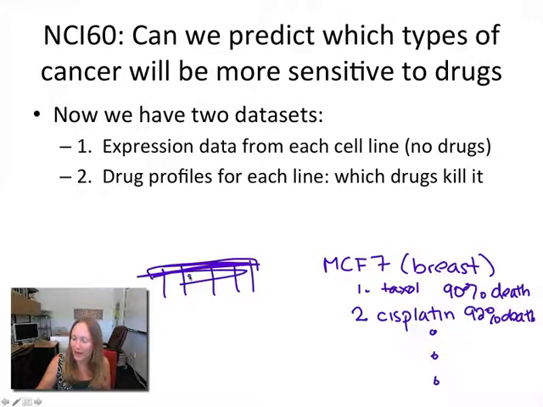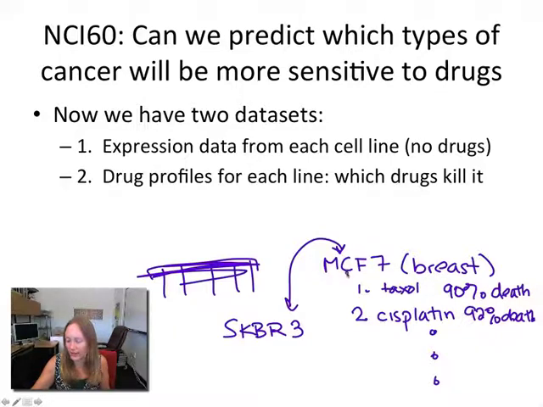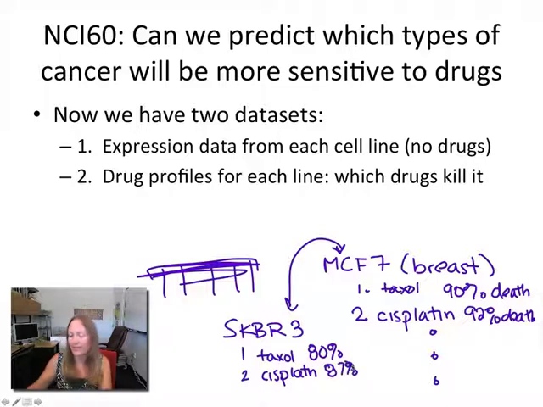So I also have another breast cancer cell line, let's say SCIBR3. I know that these 2 are related because they're from the same tissue, and I know where they cluster on that original clustering. And I know that in SCIBR3, Taxol is like 80% effective, and cisplatin is 87% effective. So now I have basically two ways to compare these cell lines. One is by the original clustering, which recapitulates where they're from, and the second is by which drugs have what kind of efficacy on them.